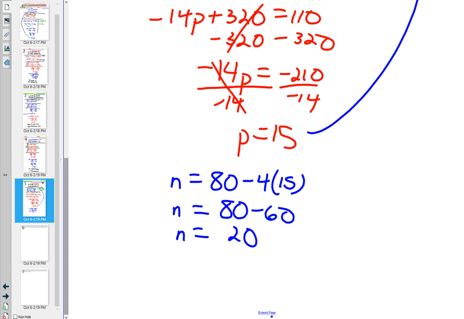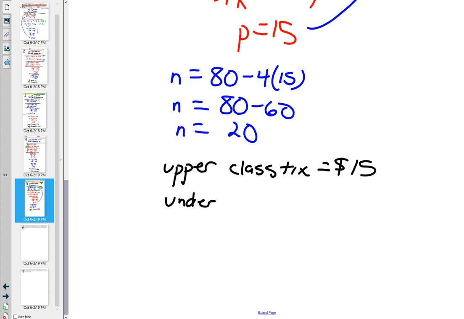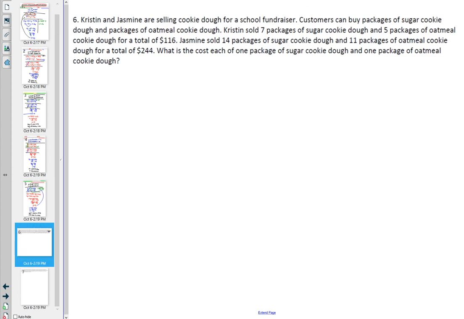What? That's crazy. How much is an upper class ticket going to cost? It's going to cost $15. How much is an underclass ticket going to cost? Poor freshmen have to pay more. That's stupid. So is math.